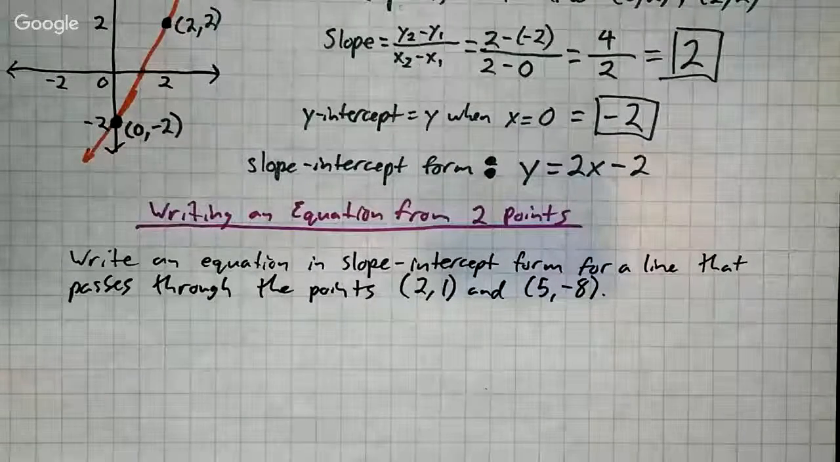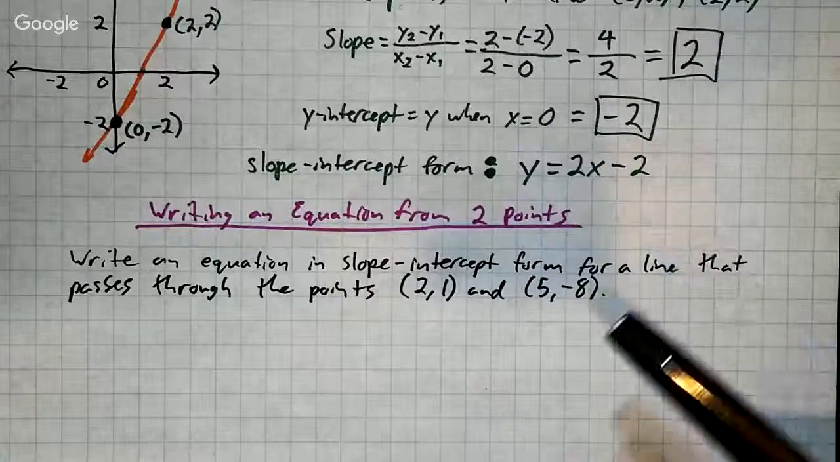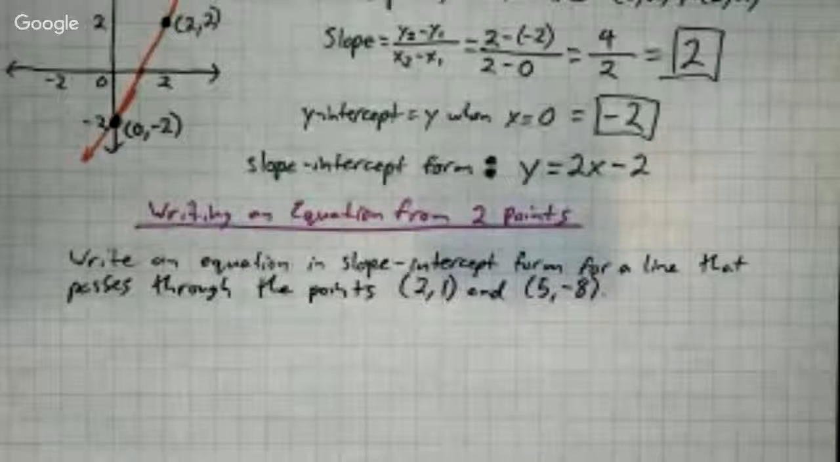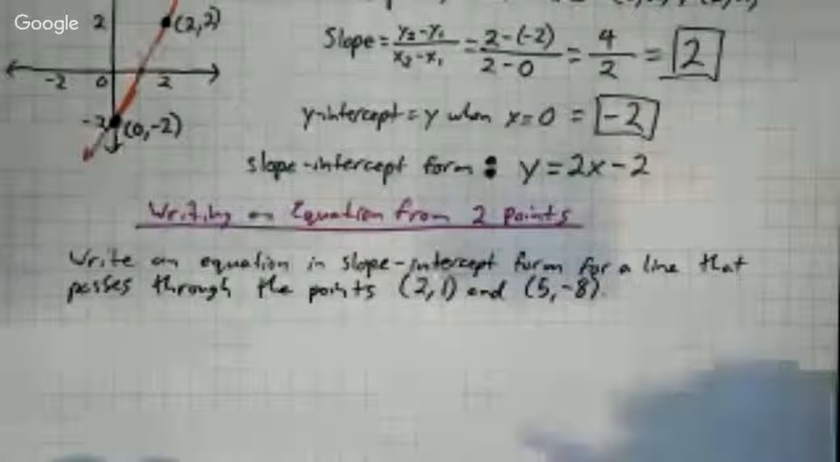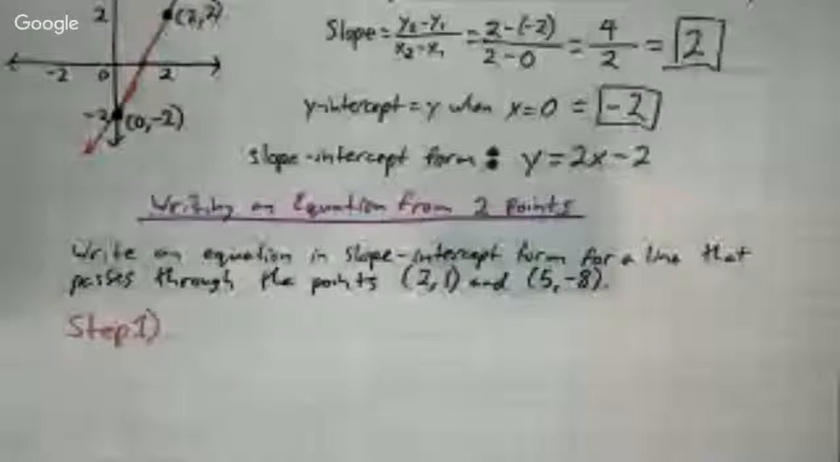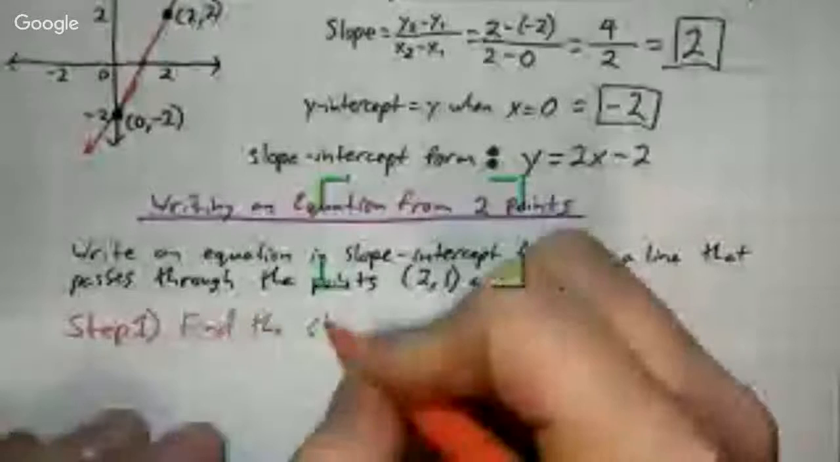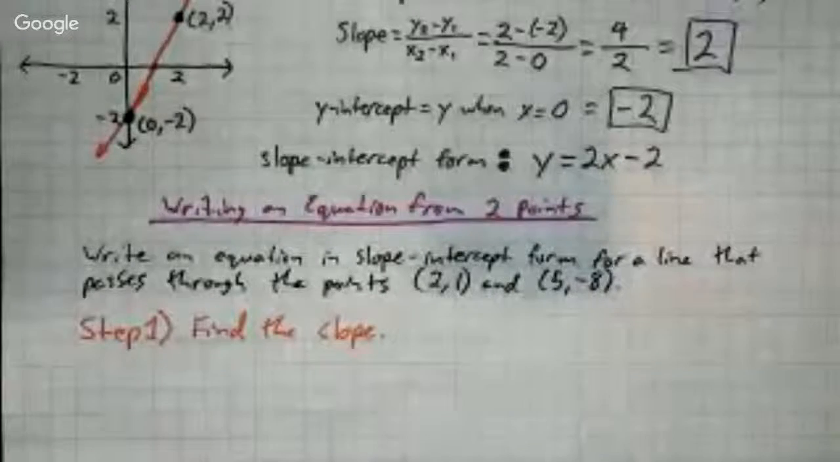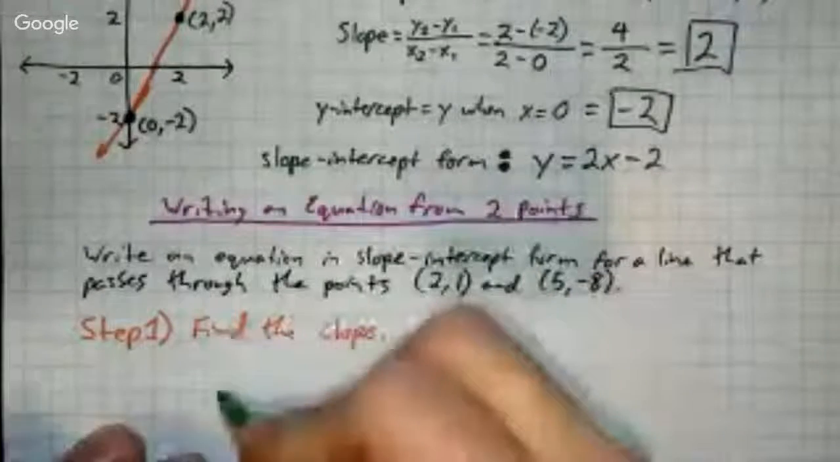Now, based on those 2 points, I don't see a y-intercept, so that is going to have to be found. Let's go ahead and start with step 1. We'll write our steps in a different color. Step 1 is going to be to find the slope. That's easy enough to do. All we need is 2 points, and we have everything we need to find the slope.